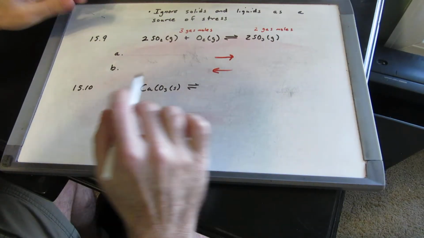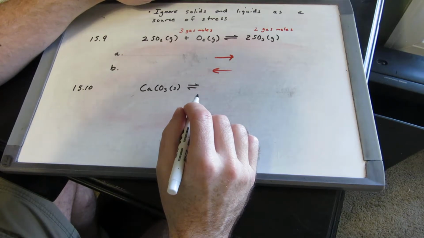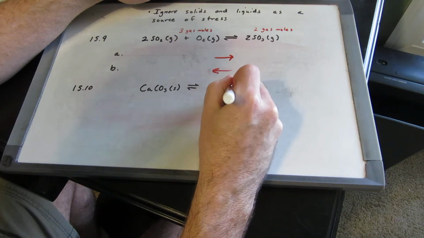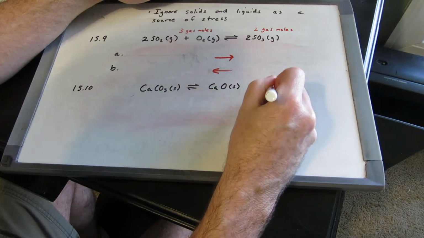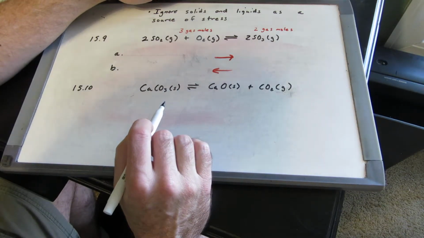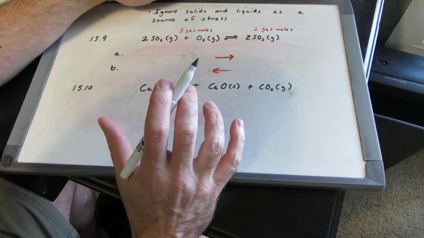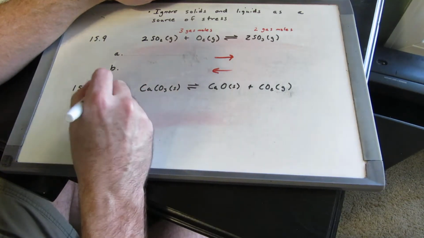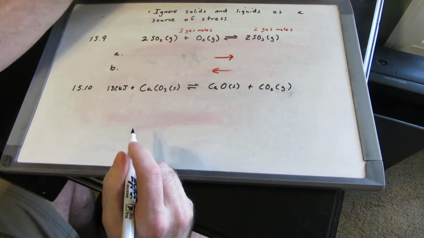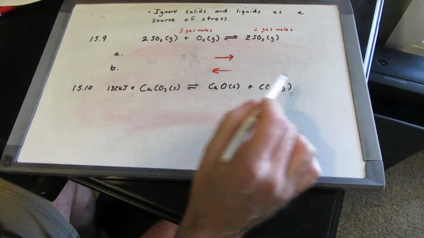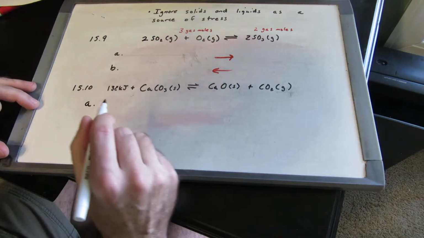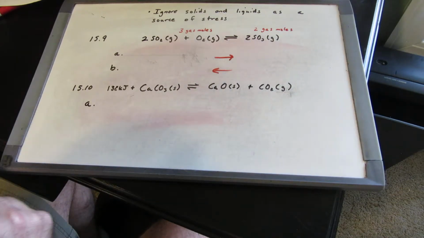Alright, picking up where we left off, we're back on 15.10. CaCO3, which is a solid, makes CaO, solid, plus CO2 gas. Now it says that delta H is 132 kilojoules. Well, that's positive, meaning it's endothermic. So that 132 kilojoules goes on the left side. Okay, if it was negative 132, it would go on the right side, but it's positive, so it goes on the left. So part A says, what will happen to the amount of CaCO3 if the temperature is raised?